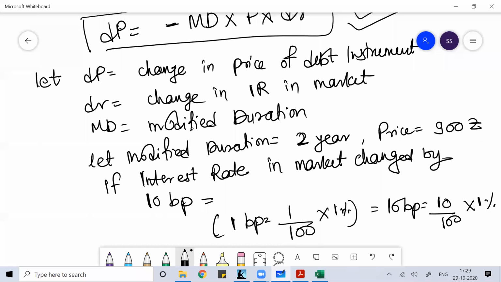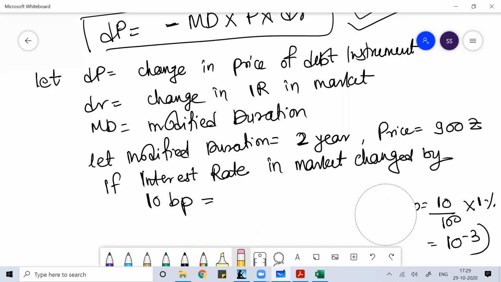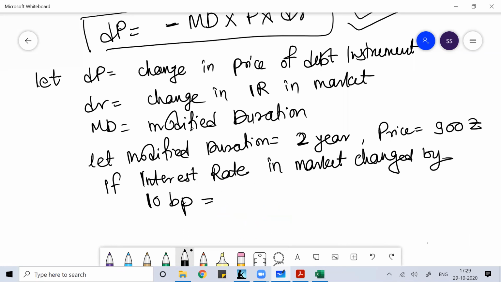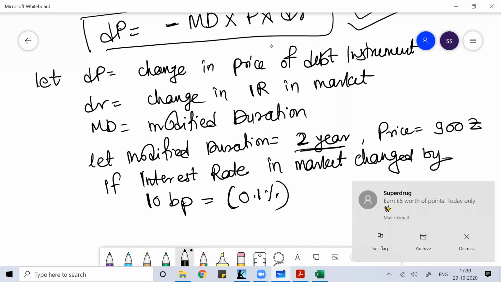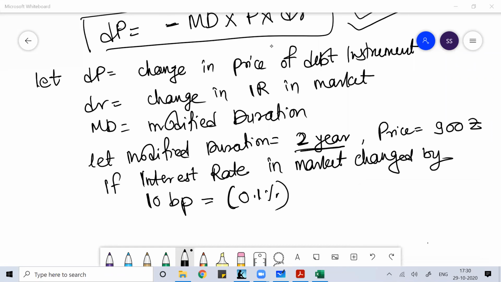Suppose the interest rate in the market changes by 10 basis points. How much would be the effect on the price of the bond? I'm just taking a hypothetical case: the modified duration of the bond is 2 years and the price of the bond is 900 rupees. 100 basis points means 1 percent, so 10 basis points means 0.1 percent. What is the change in price then?